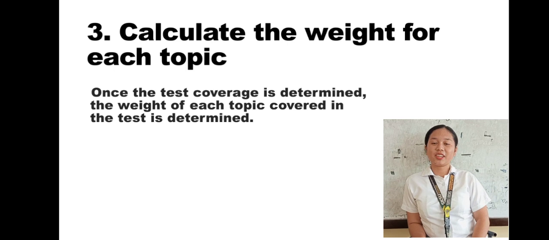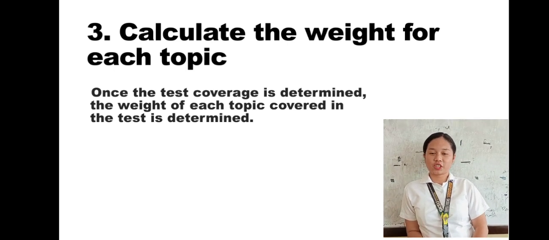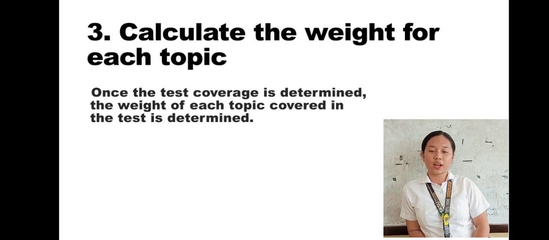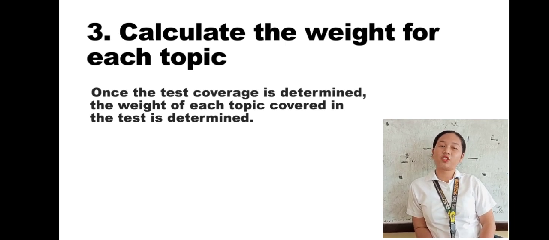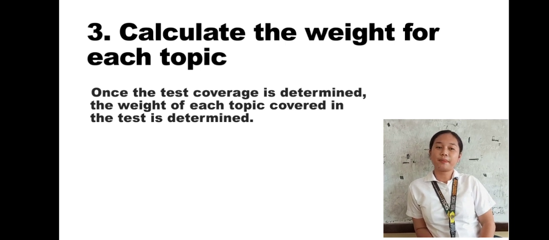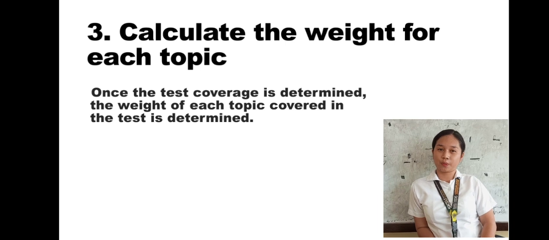Next is number 3, calculate the weight for each topic. Once the test coverage is determined, the weight for each topic covered by the test is determined. For example, in a biology test, with topics genetics, 40%, ecology, 30%, and cell biology, 30%. So genetics would have the highest weight.